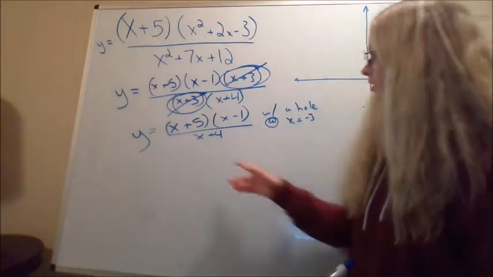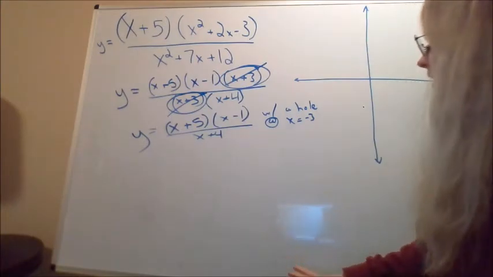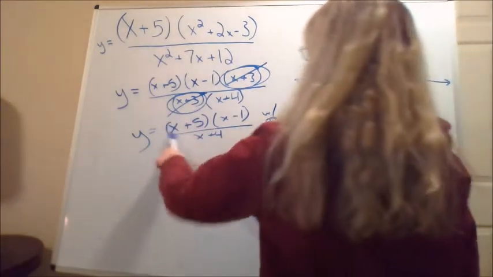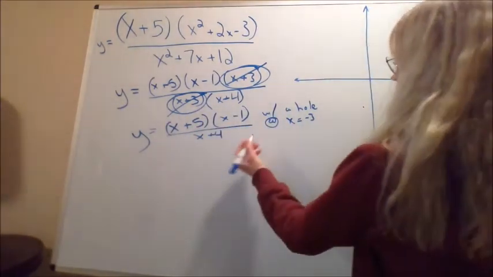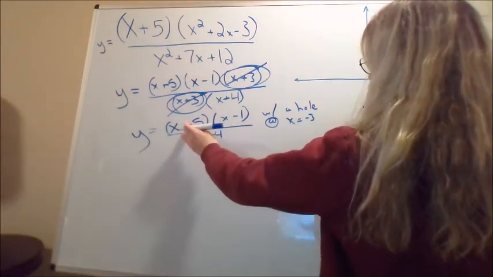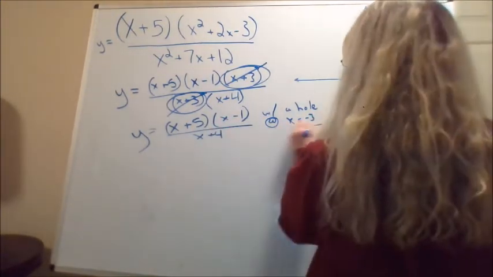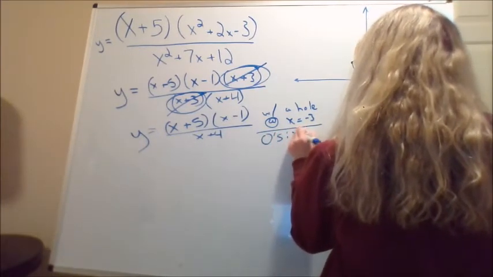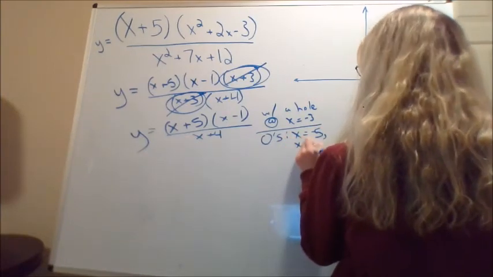So now let's go through the usual process of graphing a rational function, which is first we find the zeros. And we find the zeros by looking at the numerator. What x values will make the numerator equal 0? So we already know that if we plug in x equals negative 5 for this factor and x equals 1 for this factor, we'll get 0. So our zeros are x equals negative 5 and x equals 1.